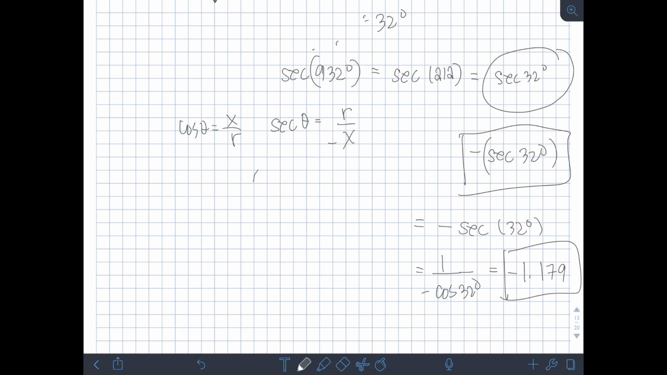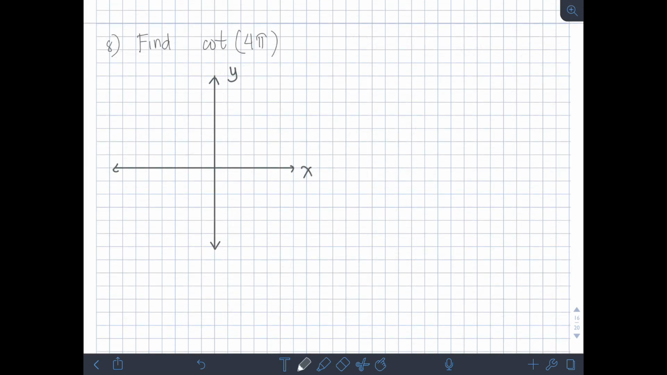Okay, so therefore, secant 932 degrees is equal to negative 1.179. Next, we have find cotangent 4 pi. Since radian yung angle natin, convert natin sa degree para mas madali. So, multiply natin sa 180 degrees over pi. So, we have 4 times 180 is 720 degrees.